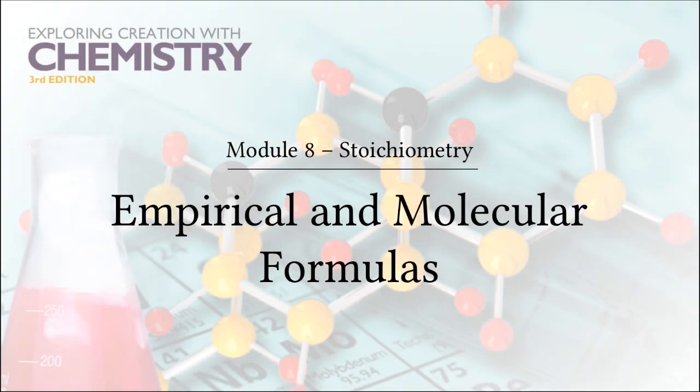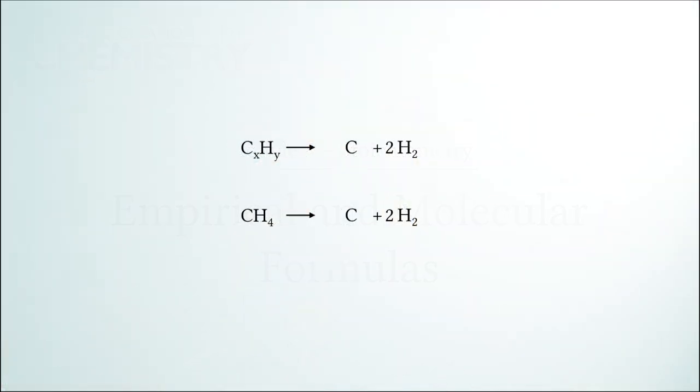Module 8, Stoichiometry, Empirical and Molecular Formulas. In the previous section, we were able to figure out an unknown compound's chemical formula when we were given the product amounts of its decomposition. But there's a little more to consider here. We had to assume that the stoichiometric coefficient of this original reactant was 1, as you see here. But there are other ways to balance this reaction.